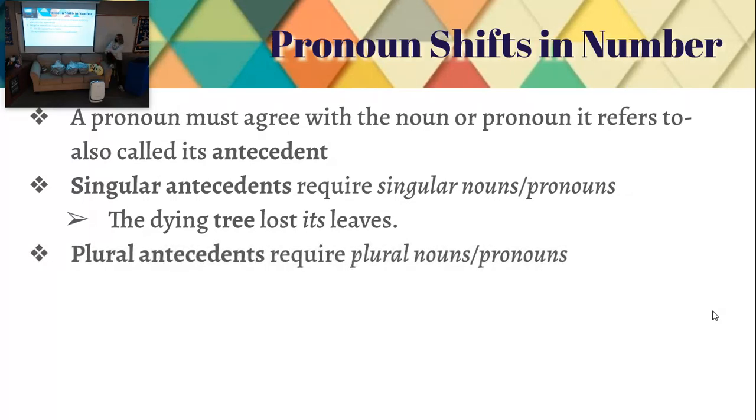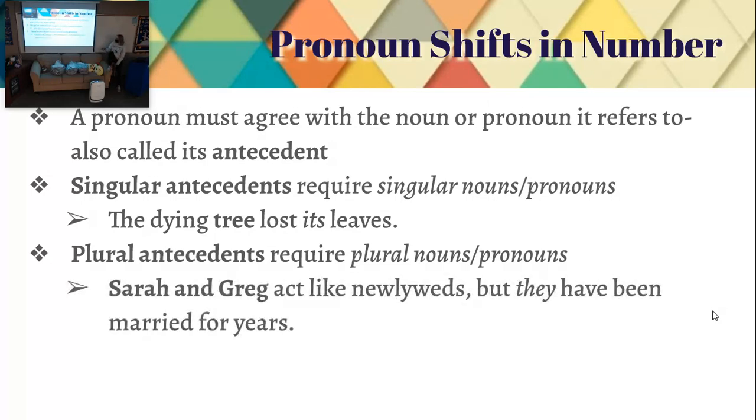Okay? So on the flip side, if you have a plural antecedent, so a plural word that your pronoun refers to, you have to use a plural pronoun. So here would be an example of that. Sarah and Greg is our antecedent. Okay? These are the two words that this pronoun here is referring to later on in the sentence. So Sarah and Greg act like newlyweds, but they have been married for years. We have to use they here because Sarah and Greg is plural, right? We're talking about both of them together, which means more than one, so we need that plural pronoun they.